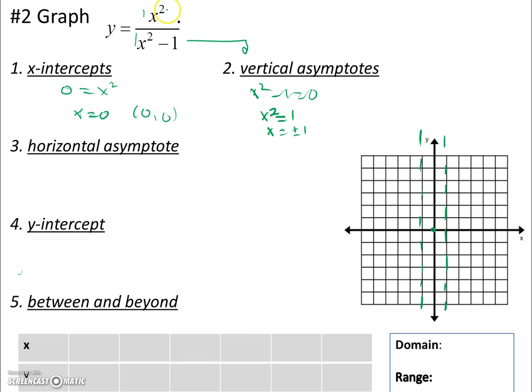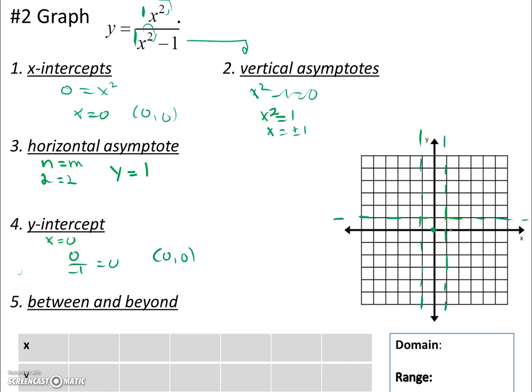Your horizontal asymptote, you look at the degree at the top and the degree at the bottom. Since your n equals m because your 2 equals 2, your horizontal asymptote is the line y equals your leading coefficient of this divided by your leading coefficient of that, which is y equals 1. So I'm going to go ahead and draw in my horizontal asymptote at y equals 1. The y-intercept, you plug in x equals 0. When you plug in x equals 0, you have 0 over negative 1, which is 0, which again gives you 0, 0, which we already knew was the y-intercept.